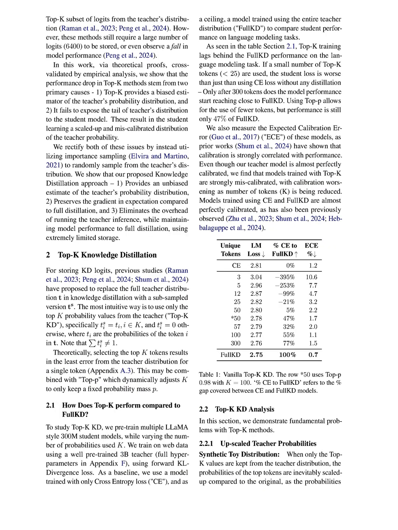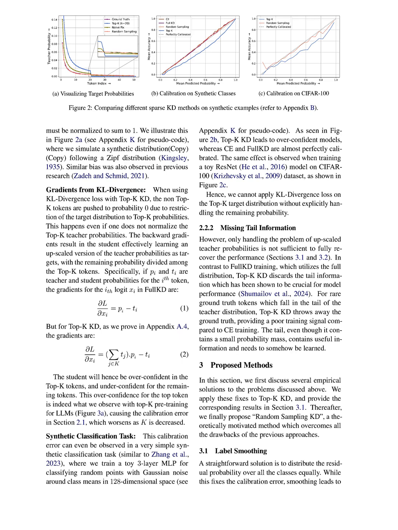By employing importance sampling, our method ensures an unbiased estimate of the teacher's distribution while preserving the gradient in expectation, thus maintaining model performance comparable to full distillation with significantly reduced storage requirements. This approach effectively mitigates the overconfidence issues observed in top K methods, leading to better calibrated student models.